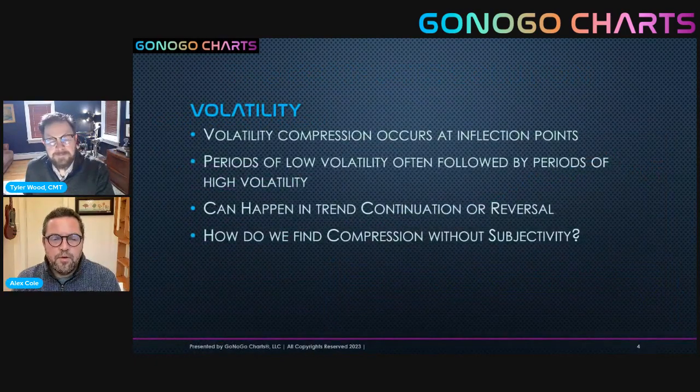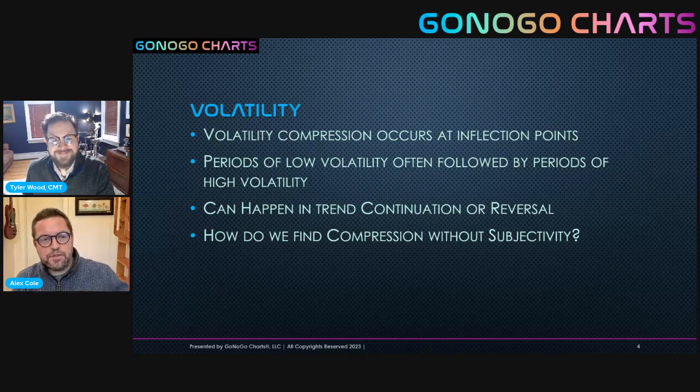Absolutely. So we know that volatility compression happens at important moments. And it's also true that periods of low volatility are often followed by periods of high volatility. The way I was taught it and the way I like to teach it is if you imagine a tube of toothpaste with the top on and you squeeze that tube of toothpaste, eventually the top's going to blow off.